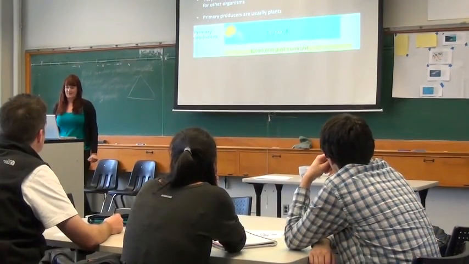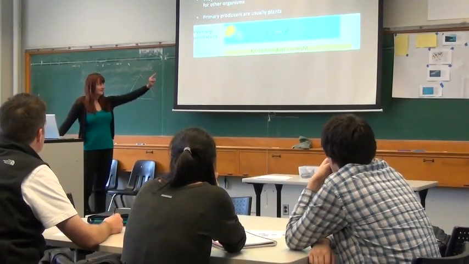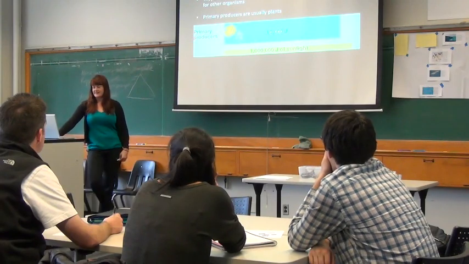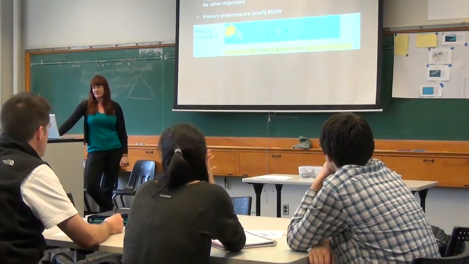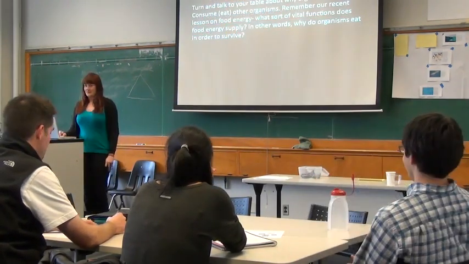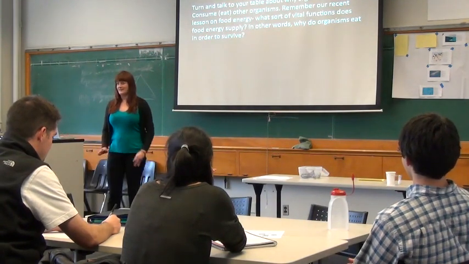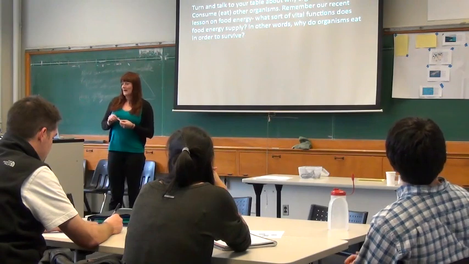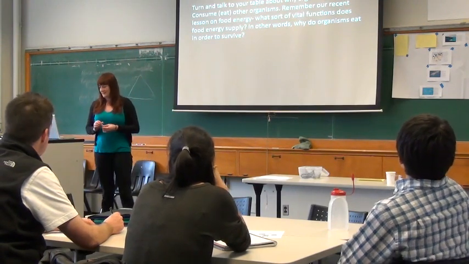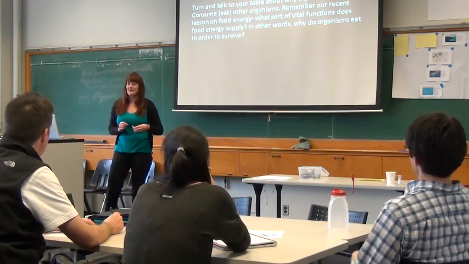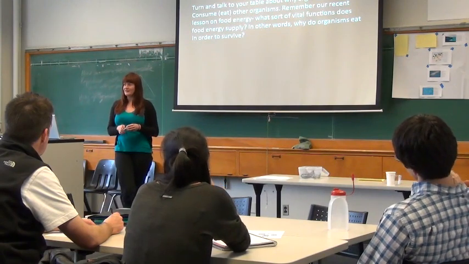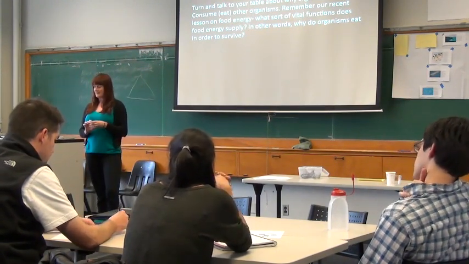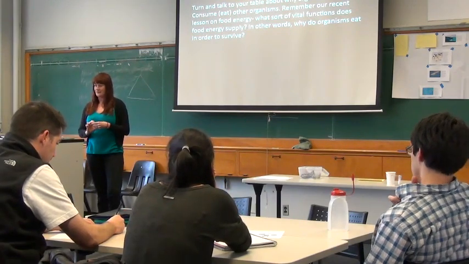Primary producers occupy the base level of a trophic diagram, as you can see. They convert light energy from the sun into chemical energy or food for other organisms. Before we dig deeper, I'd like you guys to turn and talk to the people at your table about why organisms eat other organisms. And I want you to remember your recent lesson on food energy. What sort of vital functions does food energy supply? In other words, why do organisms eat in order to survive?